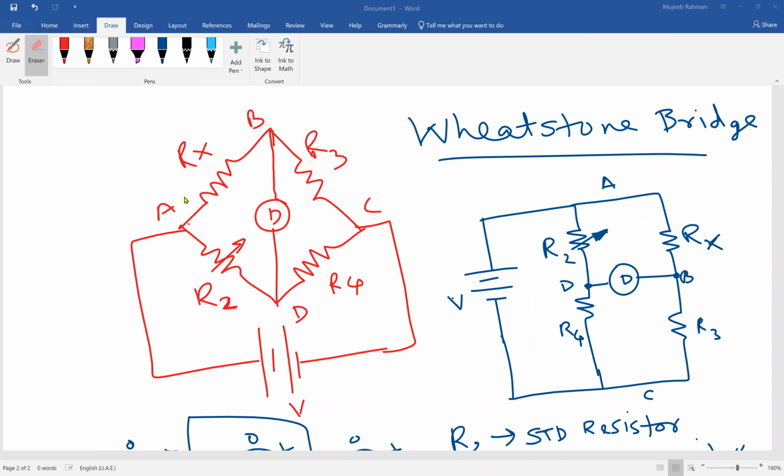In this particular example, we are connecting Rx, which is the unknown resistance, in the branch AB, and R3 is connected in the branch BC. R4 is a resistor connected in CD, and R2 is a variable resistor connected in AD. As I have mentioned, Rx is the unknown resistor. R3 and R4 are the fixed known resistors whose values are known, and R2 is a standard variable resistor whose value can vary, and you can also note down the reading of the resistance directly from the device here.